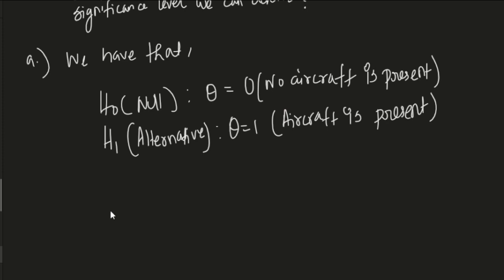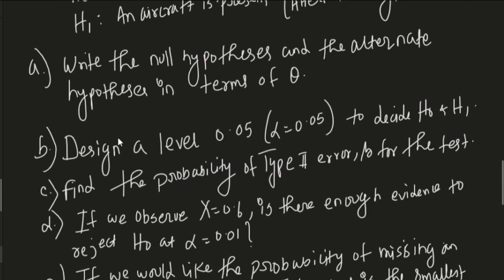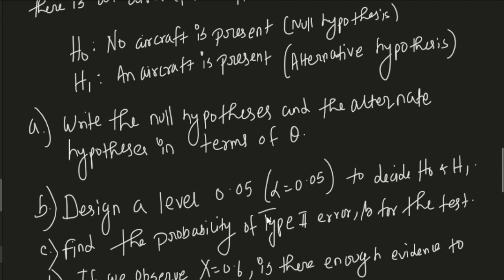Now to decide between H0 and H1, we look at the observed data, obviously, and this observed data tells us if we can differentiate between H0 and H1. That completes part 1. Let's now go to B: design a level 0.05 test to decide between H0 and H1. When we say a 0.05 test, what we mean is we are trying to make a test which can help us decide what is true, H0 or H1, what to accept and what to reject, and the level of significance should be 0.05.